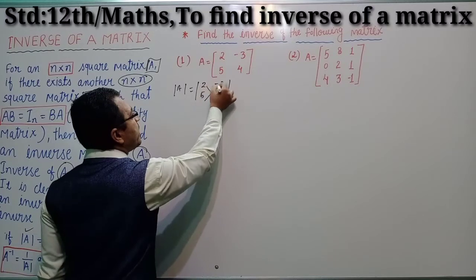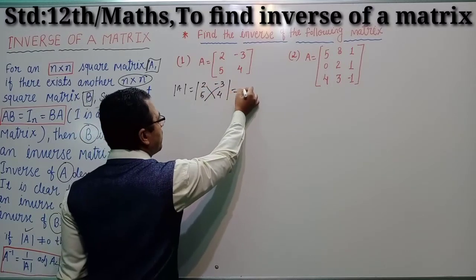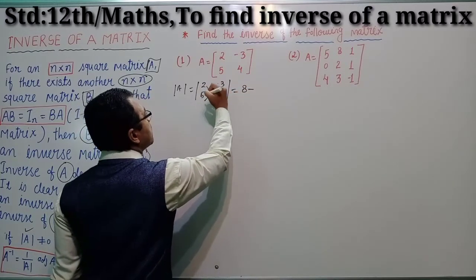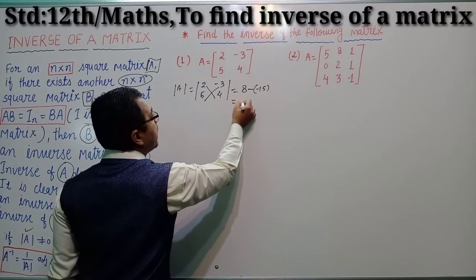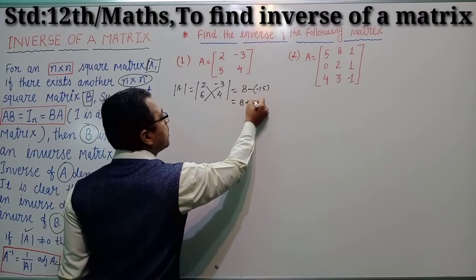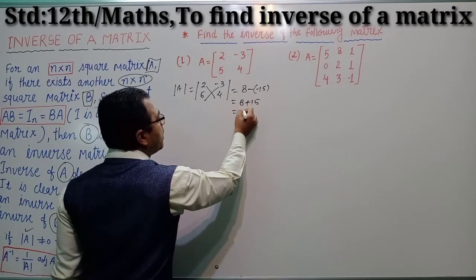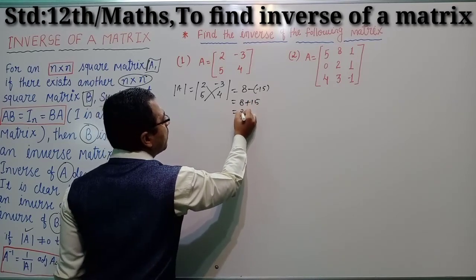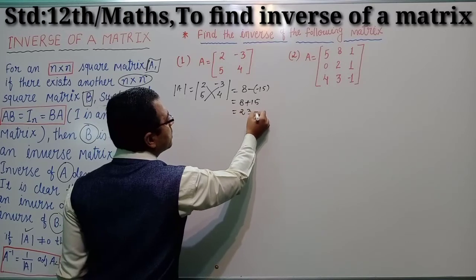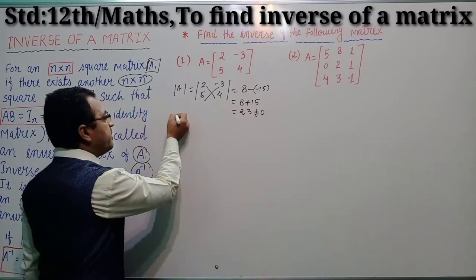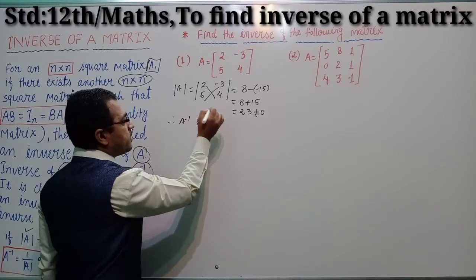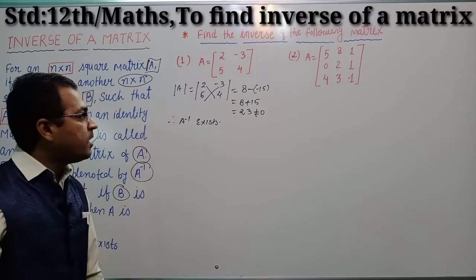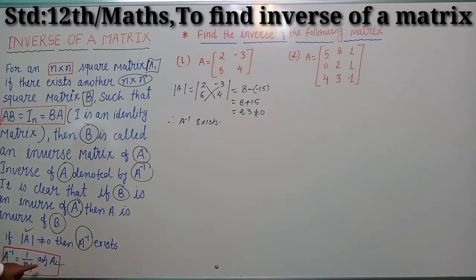Cross multiplying, we get 8 minus, and here it is minus 15, right students? So 8 plus 15 gives 23, which is not equal to 0. It means students, A inverse exists.